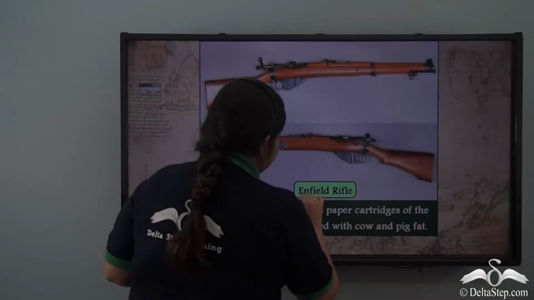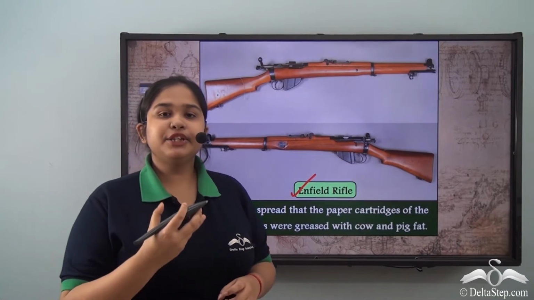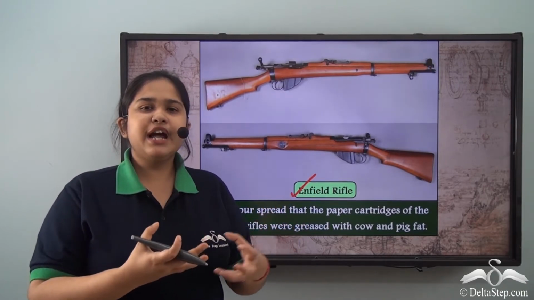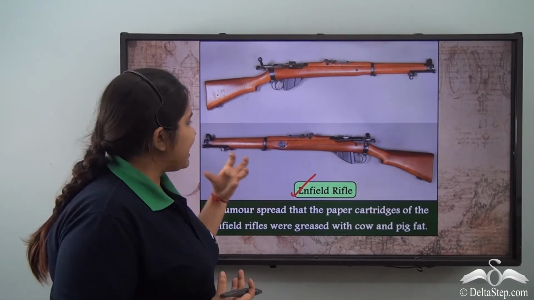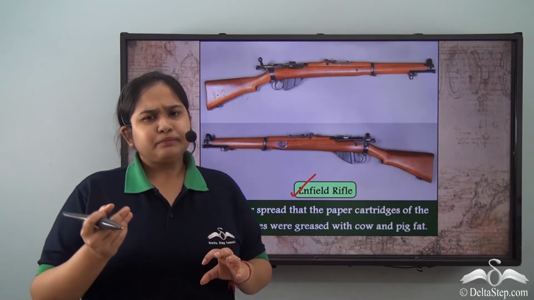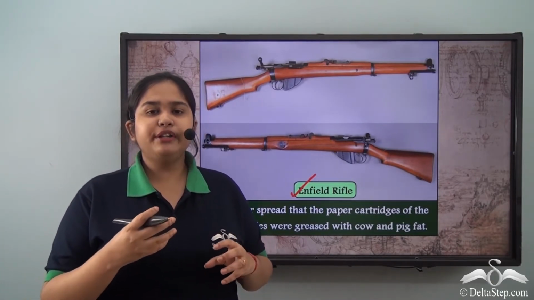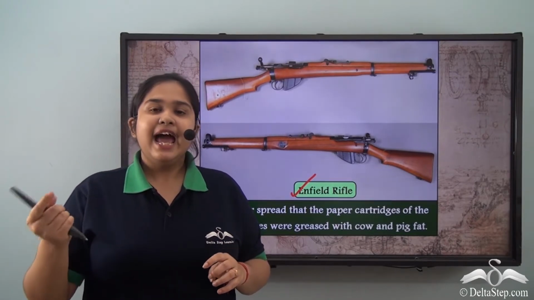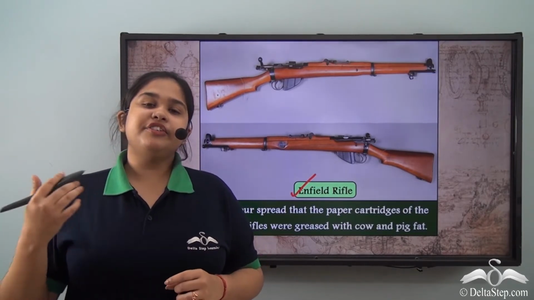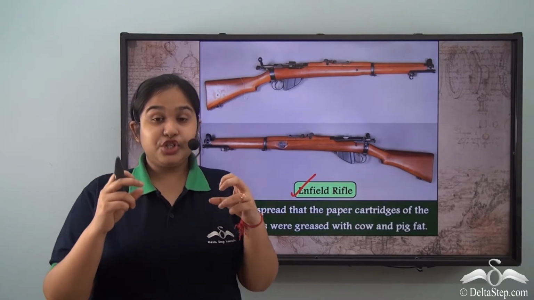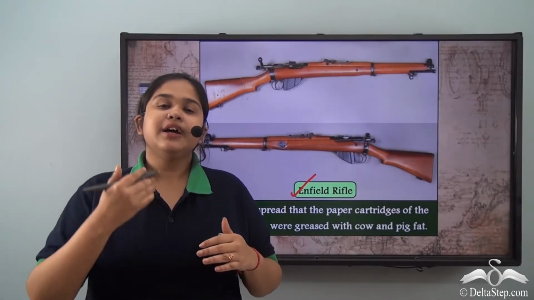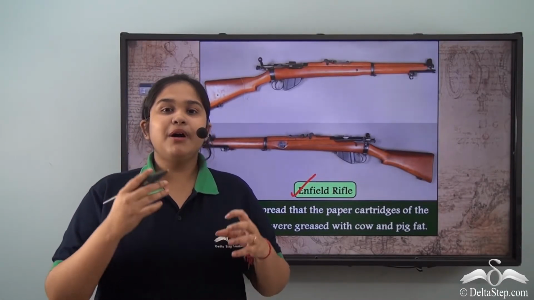Now, as you saw, the introduction of the Enfield rifle was done by the British Army to modernize the way weapons were being used. They were changing from the old Brown Bess muskets to Enfield rifles, where, as you saw in the video, you had to bite the tip of the cartridge, fill the rifle, and then fire. Now, there was a rumor that this cartridge they had to bite off in order to fill the rifle was greased with pig and cow fat. Now this became a major rumor.